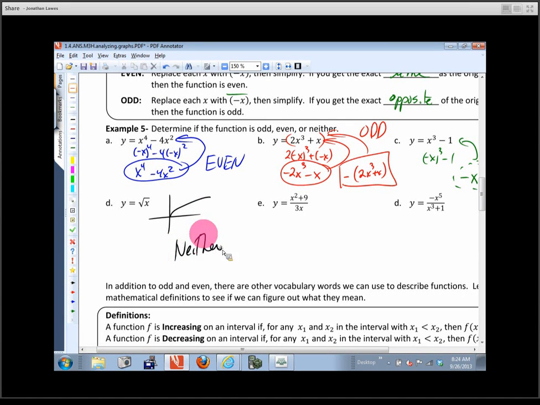Let's try and confirm that using this little test. Plug in a negative x. Is it exactly the same? Nope. Is it the exact opposite? Is it the same as if I just multiplied that by a negative? Nope. Okay, that's why it's neither.